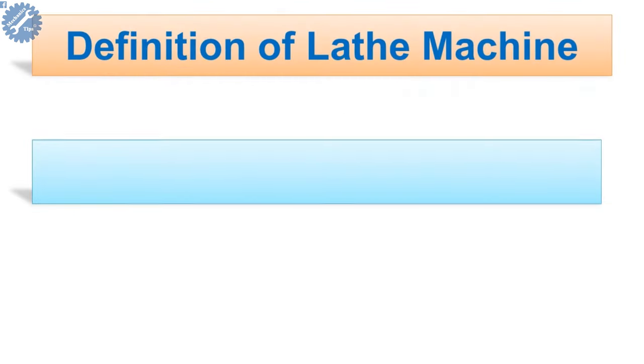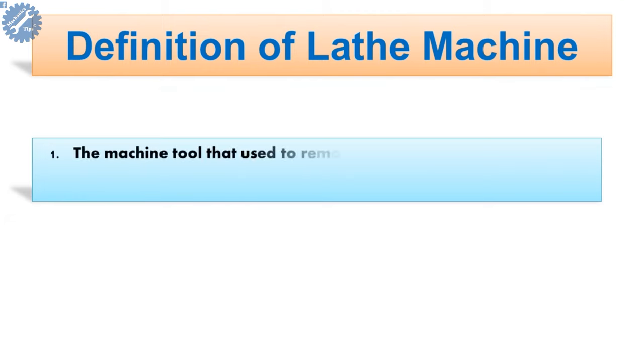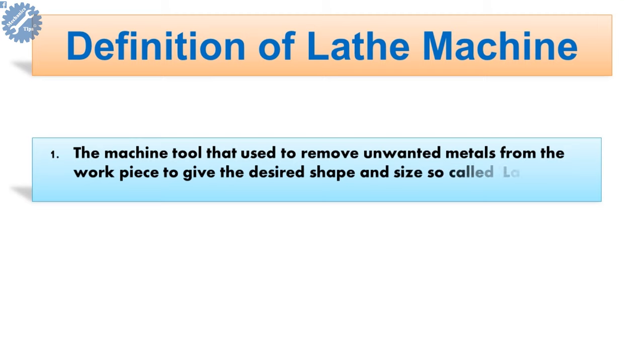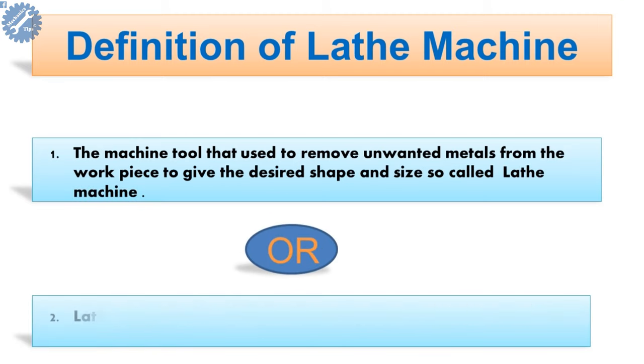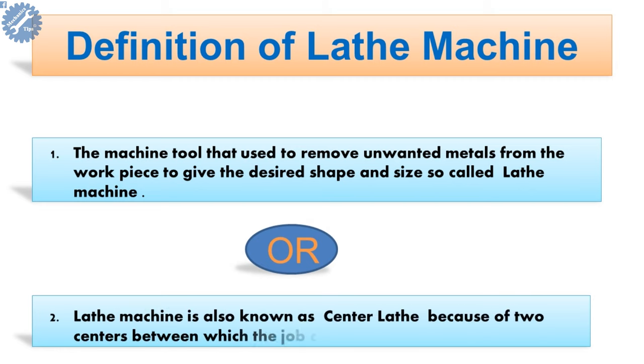Definition of lathe machine. The machine tool that is used to remove unwanted metal from the workpiece to give the desired shape and size is called a lathe machine. The lathe machine is also known as a center lathe because of two centers between which the job can be held and rotated.